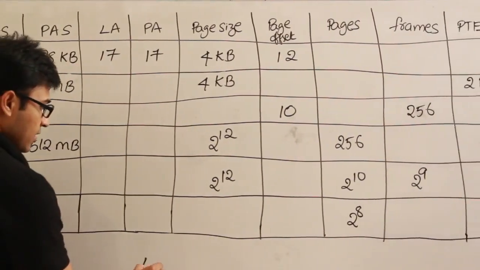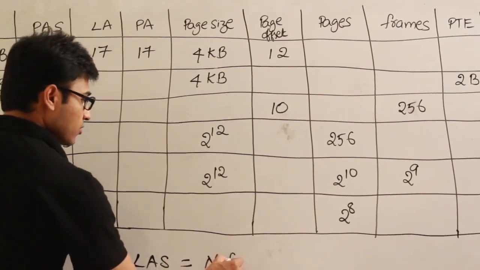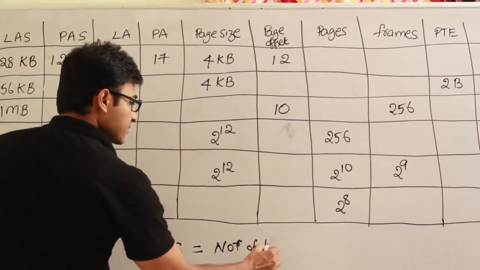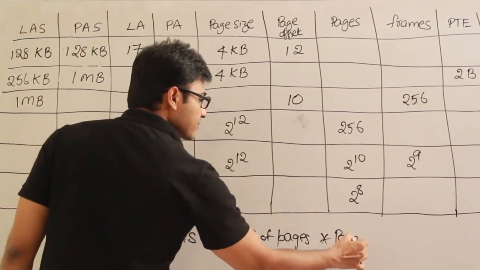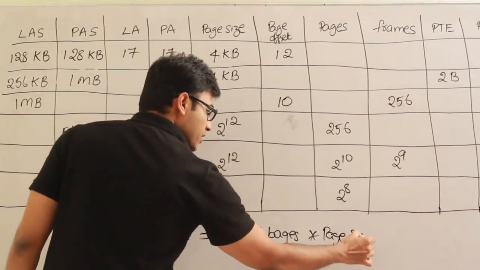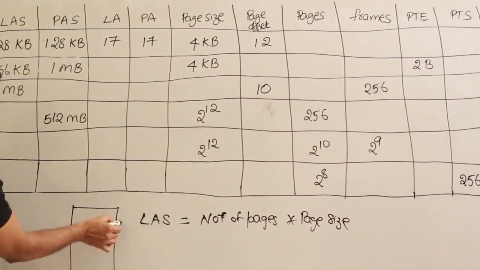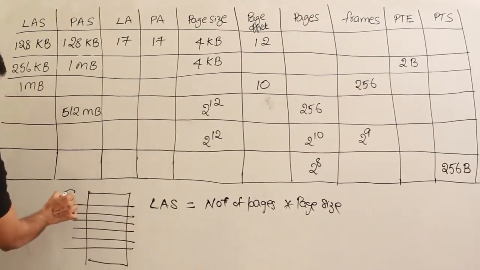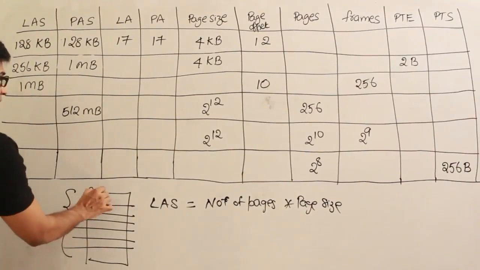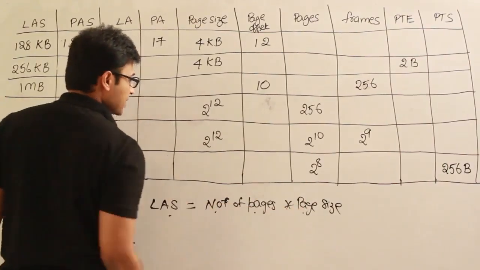See, in fact, logical address space can be written like this. Logical address space equals number of pages into page size, isn't it? Why? Because if you observe the logical address space, it is nothing but dividing the entire logical address space into number of pages, and then each page is going to be of some size. That is why logical address space is number of pages into page size.